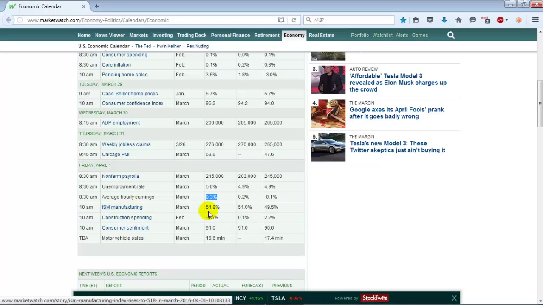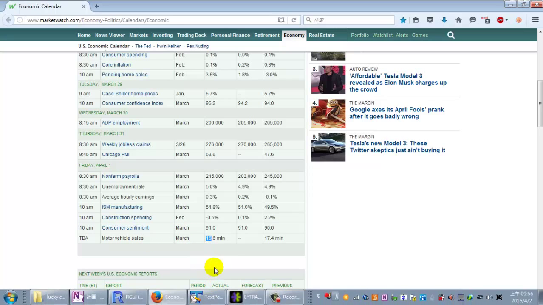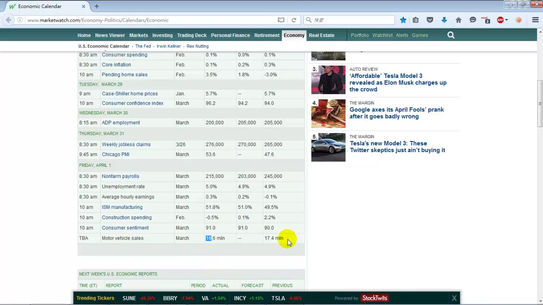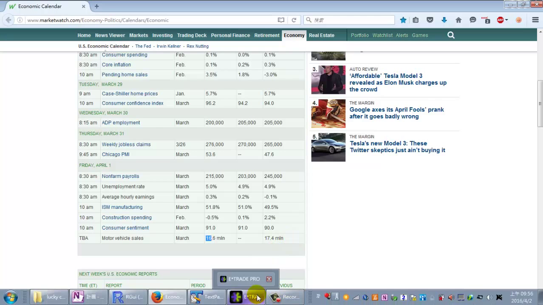Now, in terms of manufacturing, we got ISM manufacturing up, construction spending is down, consumer sentiment is slightly up, and motor sales are down. And remember, motor sales are a pretty important leading indicator of the economy. So that's what we got. We got a bunch of conflicting indicators, but most of it, in my opinion, would be bearish. Not for the market, but at least for the US economy. Like I said, the market's being bolstered by artificial means.